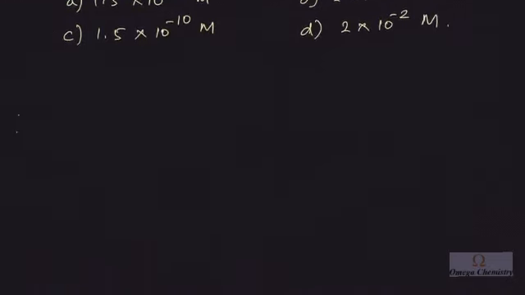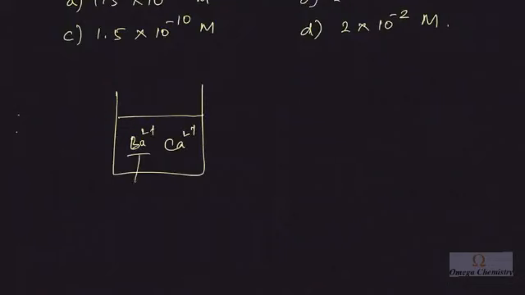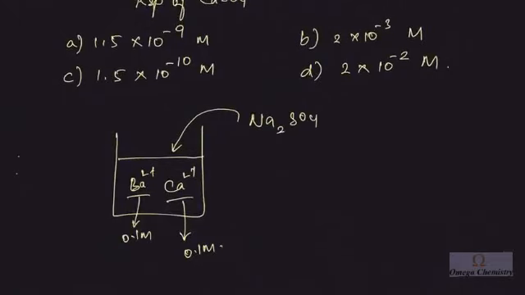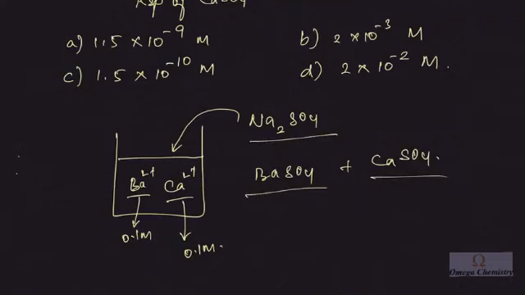Now guys, please listen. So I have barium ions and calcium ions in the solution. The concentration of barium ion is 0.1 molar, concentration of calcium ion is 0.1 molar, right? Now I am going to add sodium sulfate, right? Sodium sulfate is going to be added. So what will happen? Barium will be precipitated as barium sulfate and calcium will be precipitated as calcium sulfate. Now I need to find out which will be precipitated first and what is the maximum amount of sodium sulfate required for the complete precipitation of that particular first precipitated salt.